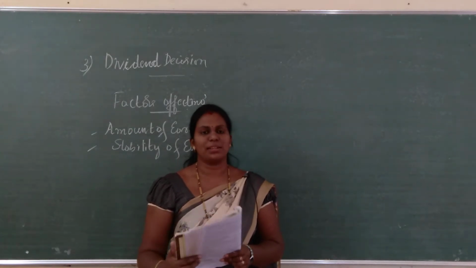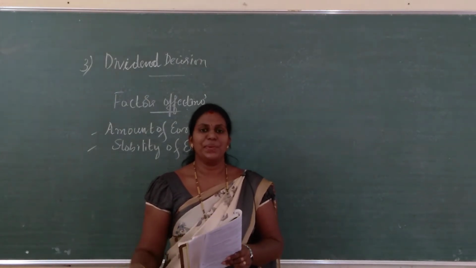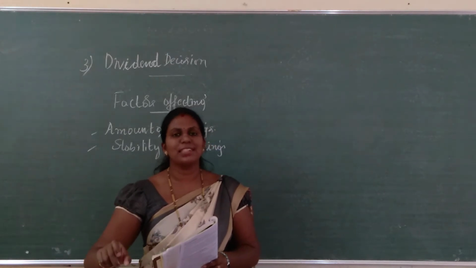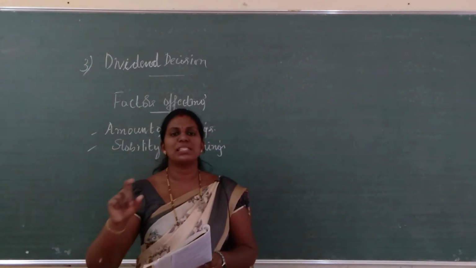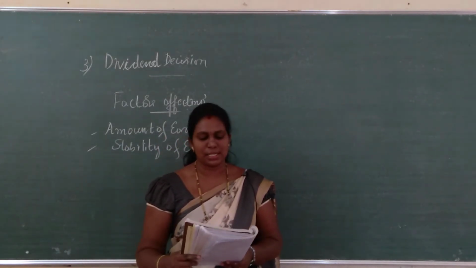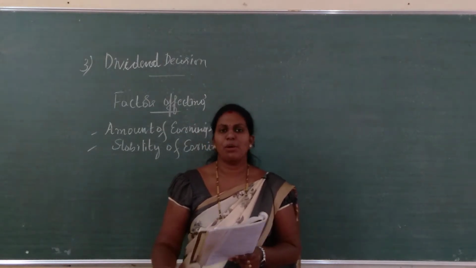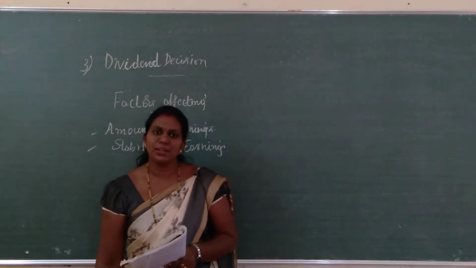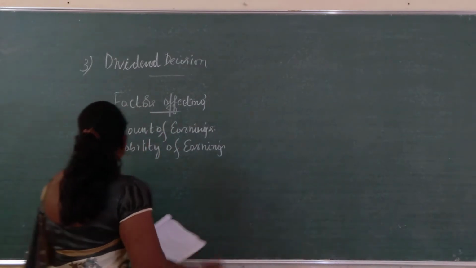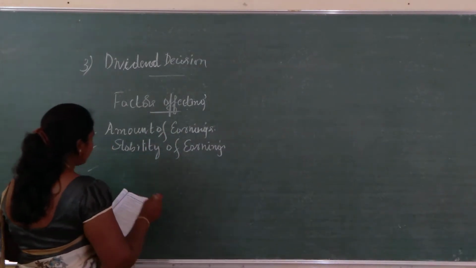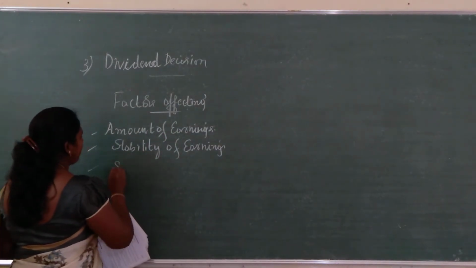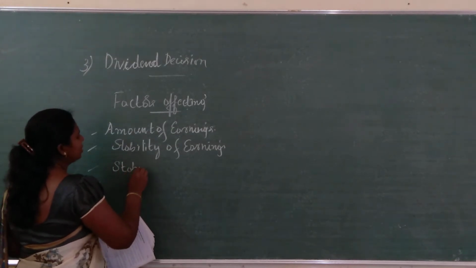So that is one of the factors that affect the dividend decision, because before taking the dividend decision they have to see the stability of their earnings. If the stability of the earning is good, obviously they can declare a good dividend. Okay, next the third one is stability of dividends. Stability of earning was the second point.